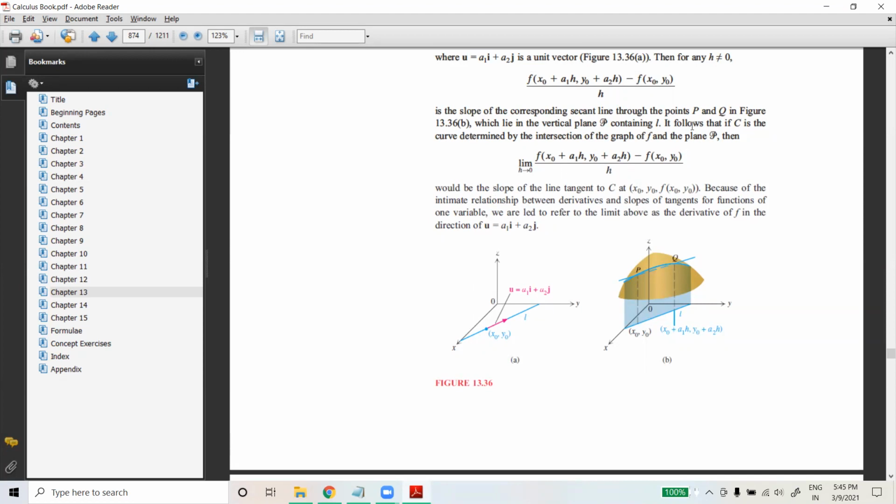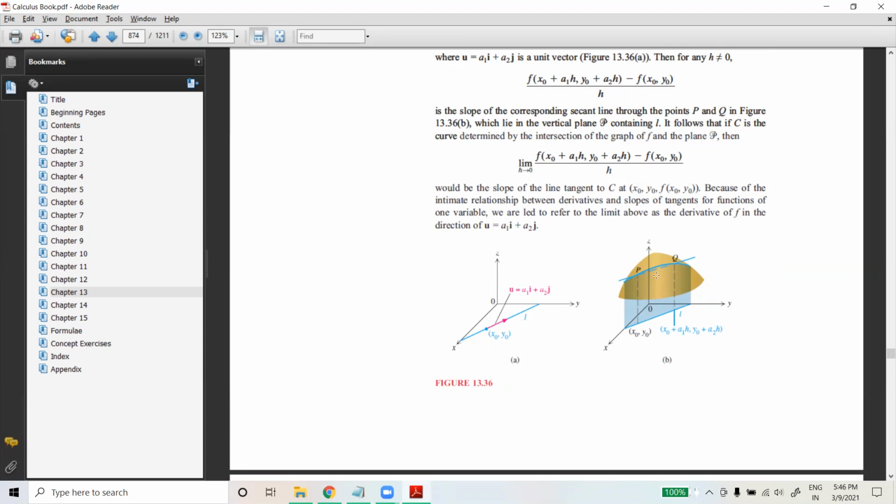And then what is it saying? It follows that if C is the curve determined by the intersection of the graph of f and the plane P, then this thing, the limit, the function at Q minus the function at P divided by h, would be the slope of the line tangent to C, tangent to the curve PQ at x0, y0, and z. Basically at that point xyz.